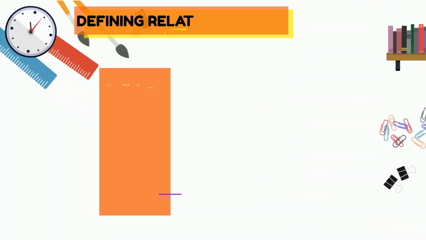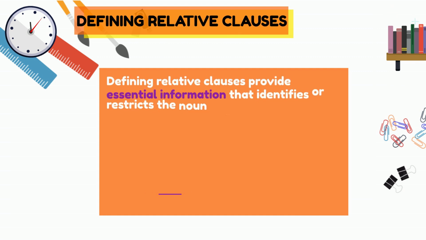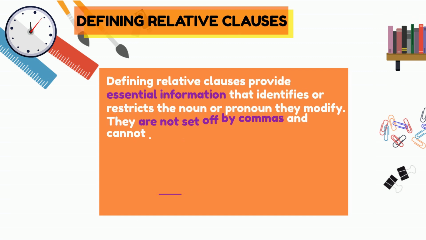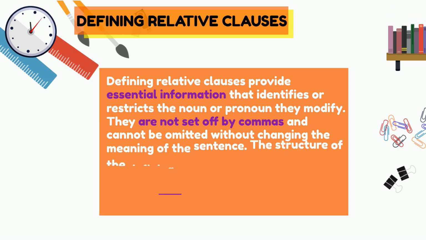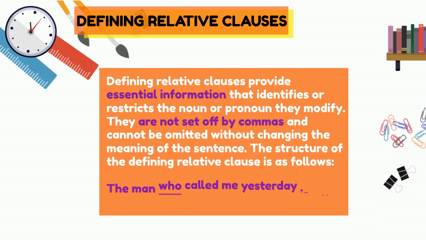Defining relative clauses. Defining relative clauses provide essential information that identifies or restricts the noun or pronoun they modify. They are not set off by commas and cannot be omitted without changing the meaning of the sentence. The structure of the defining relative clause is as follows. The man who called me yesterday is my boss.